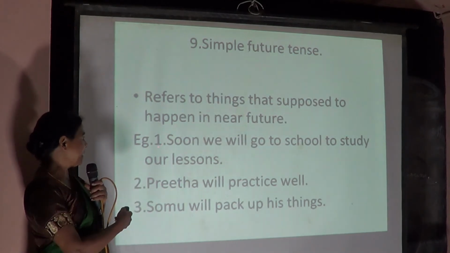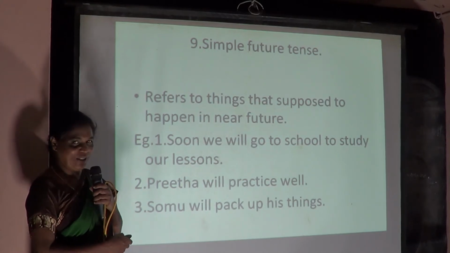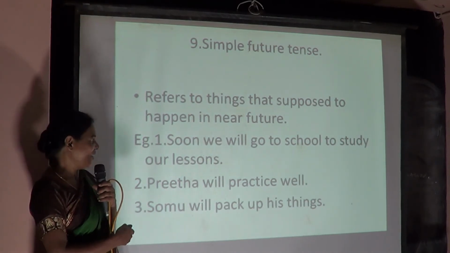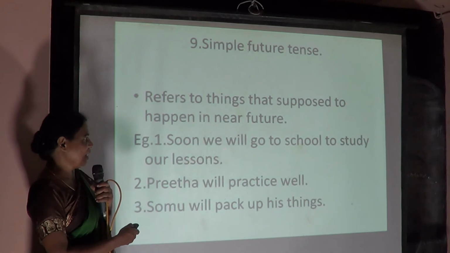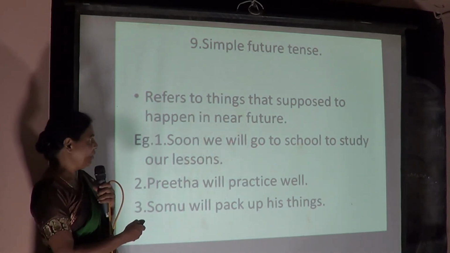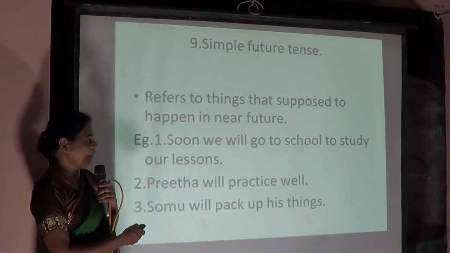Right, now example. Soon we will go to school to study our lessons. Is it possible in a week or so to come to school and study? Okay, God knows that. Anyway, let it happen. Soon we will go. See the verb here, will go. Following for future tense, will go. Use this auxiliary verb will and a main verb go.